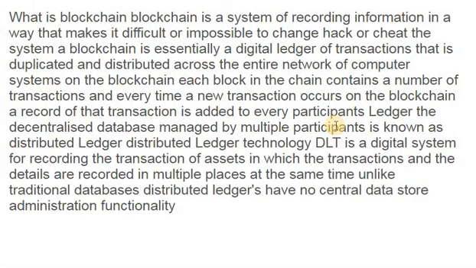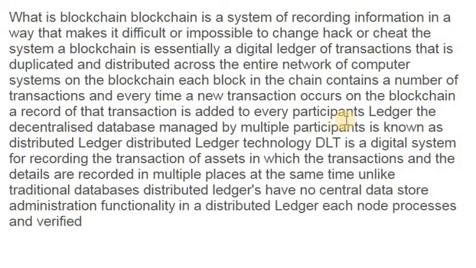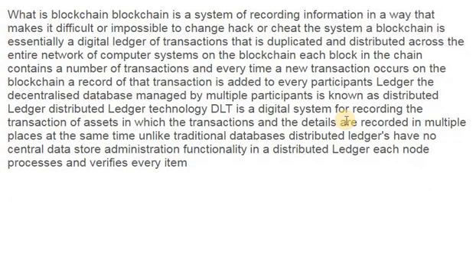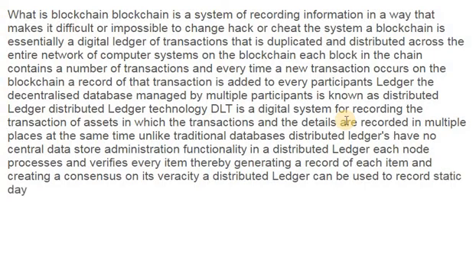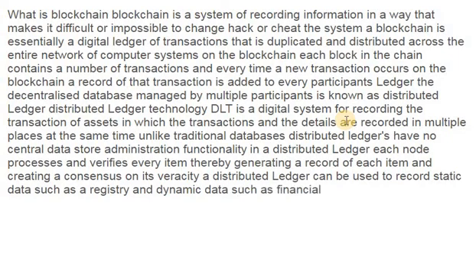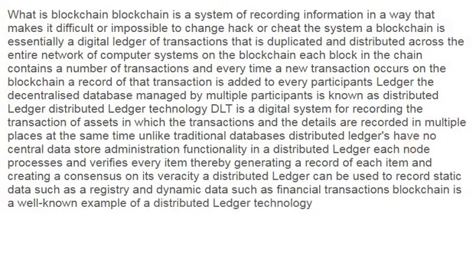In a distributed ledger, each node processes and verifies every item, thereby generating a record of each item and creating a consensus on its veracity. A distributed ledger can be used to record static data, such as a registry, and dynamic data, such as financial transactions. Blockchain is a well-known example of a distributed ledger technology.